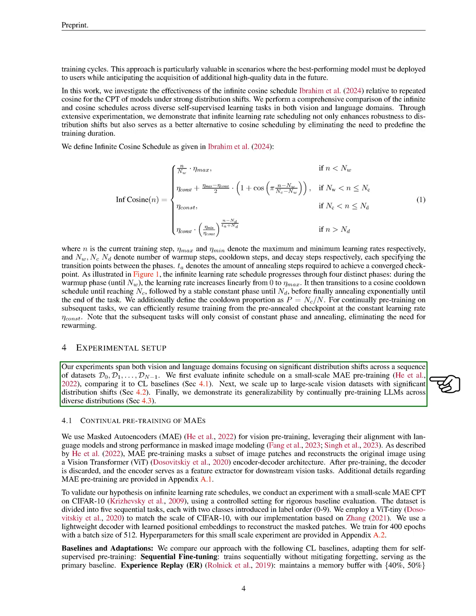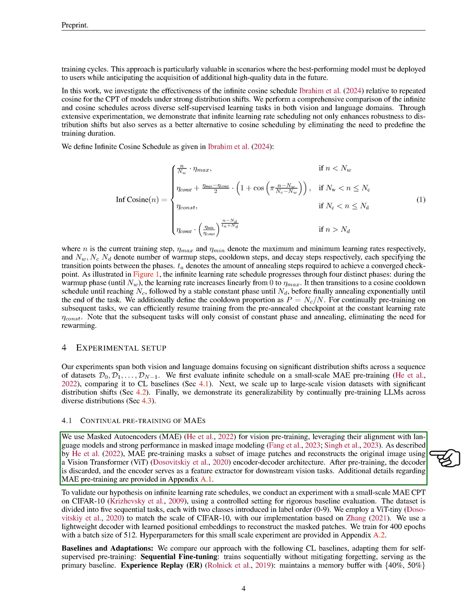We first test the infinite schedule on a small-scale masked autoencoders, MAE, pre-training, comparing it to continual learning baselines. We then scale up to larger vision datasets with notable distribution shifts and demonstrate its applicability by continually pre-training large language models across various distributions.